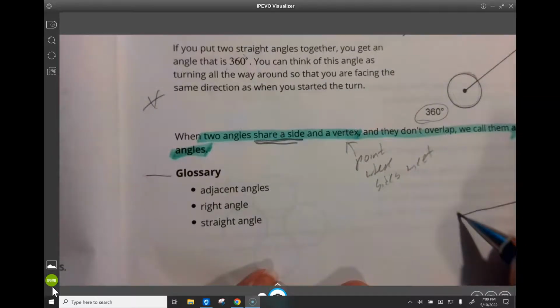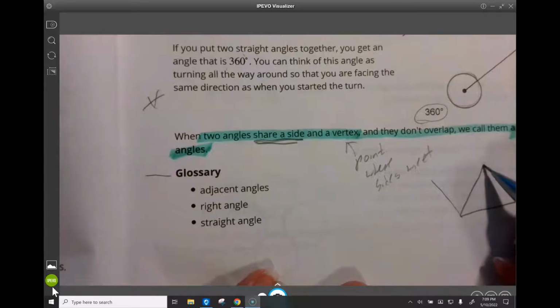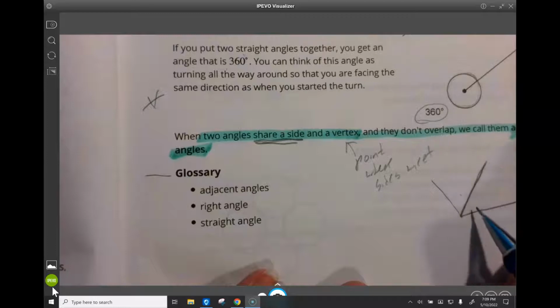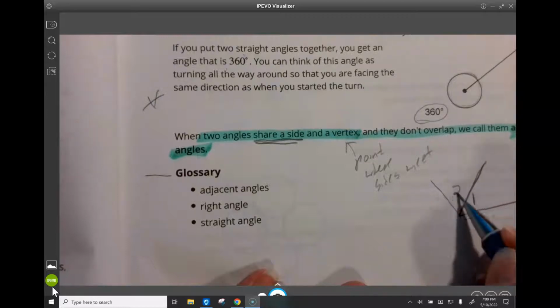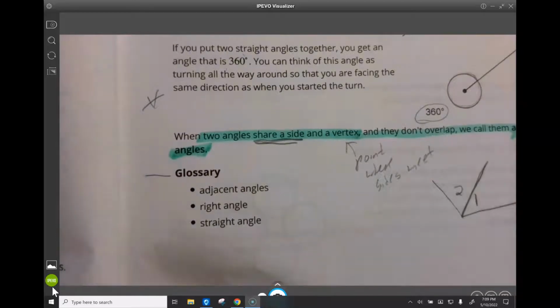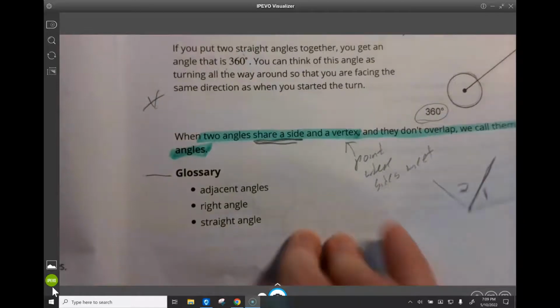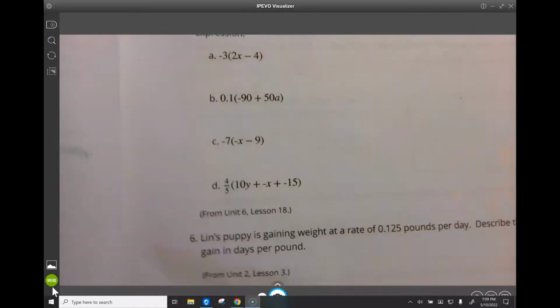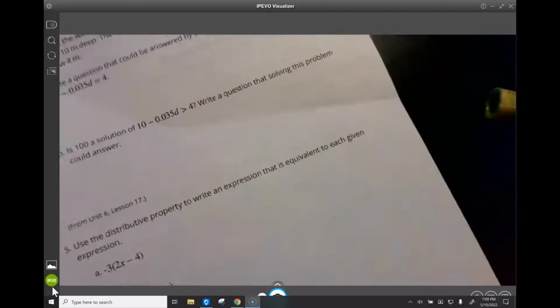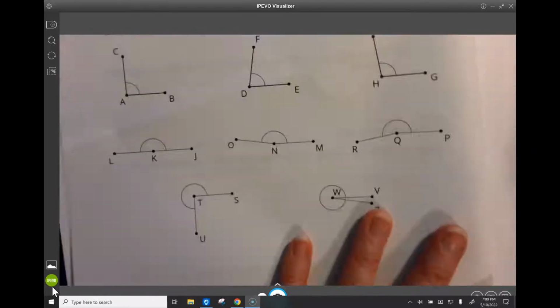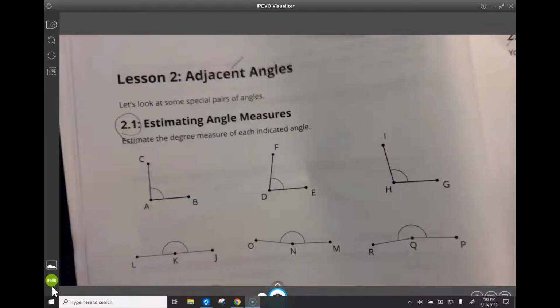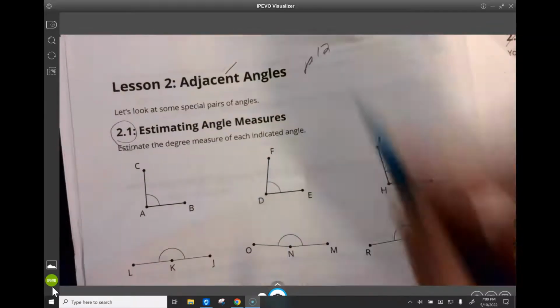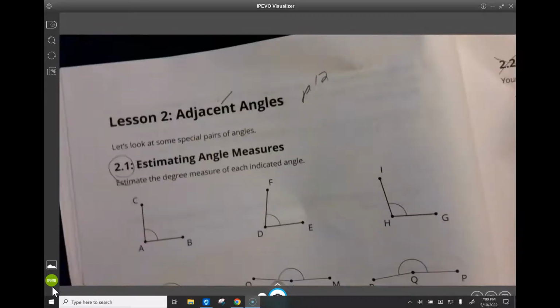Here's an angle. If I draw this one in here, this makes these two adjacent. They share a side. If they share a side and they do not overlap, angle 1 and angle 2 are adjacent angles. Okay? So I just want to make sure, because we're going to be talking about that in the next one. They share a side, adjacent angles. And we're going to skip over the practice problems. We're going to go on to page 12. I'm on page 12. Page 12 is where we're at right now.